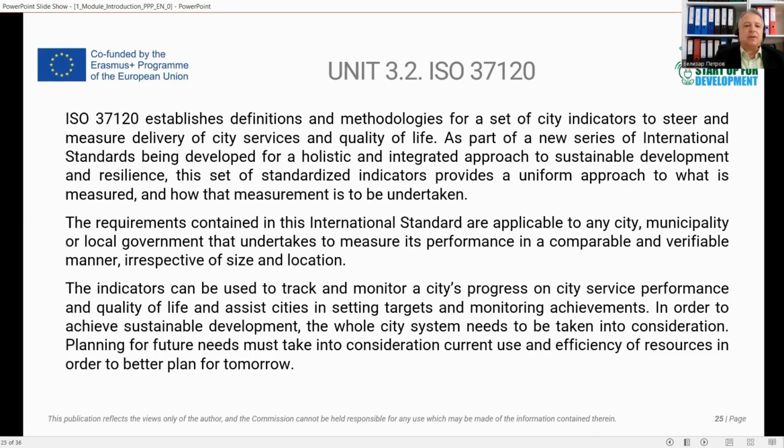The indicators can be used to track and monitor a city's progress, city service performance and quality of life, and assist cities in setting targets and monitoring achievements. In order to achieve sustainable development, the whole city system needs to be taken into consideration. Planning for future needs must take into consideration current use and efficiency of resources in order to better plan for tomorrow.